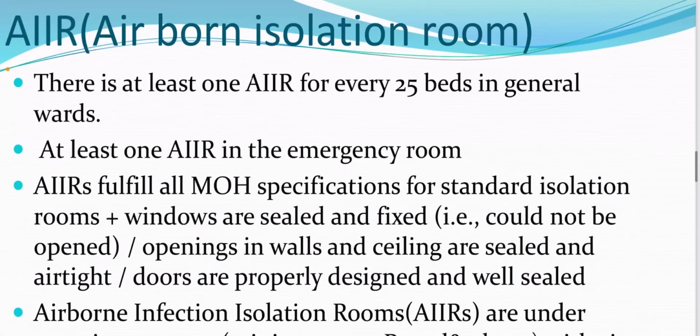Now we will see AIIR, Airborne Isolation Room. There is at least one airborne isolation room for every 25 beds in general wards. At least one airborne isolation room in the emergency room. Airborne isolation rooms fulfill all MOH specifications for standard isolation rooms, plus windows are sealed and fixed, that is, could not be opened. Openings in walls and ceiling are sealed and airtight. Doors are properly designed and well sealed.